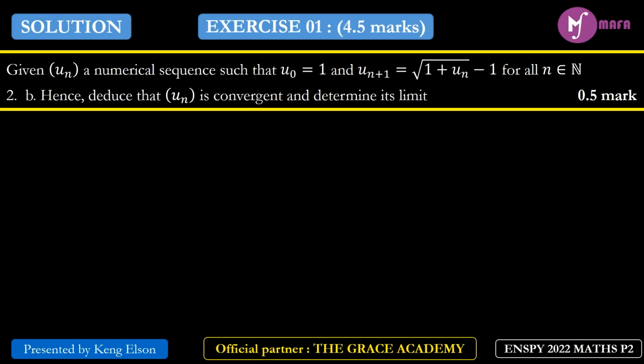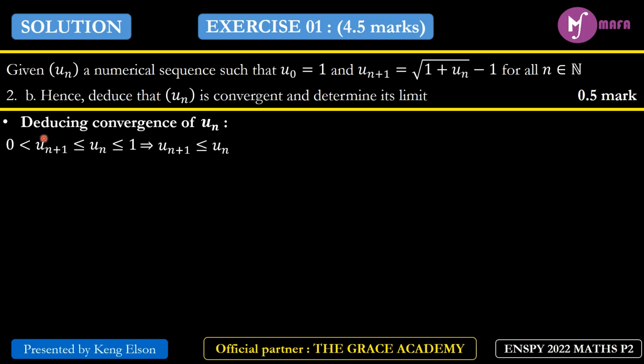Okay, question 2b, deduce that un is convergent and determine its limit. So how do we deduce that the sequence is convergent from the previous information? Let's first of all start by deducing that it is convergent before we determine the limit. So we have recently proved that 0 is less than un plus 1 less than or equal to un less than or equal to 1. It therefore means that if you consider this portion, we have that un plus 1 is less than or equal to un, meaning that un plus 1 minus un is less than or equal to 0. This means that the sequence un is monotonic decreasing.